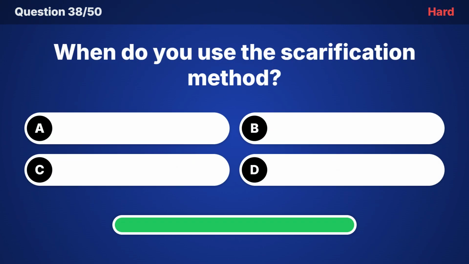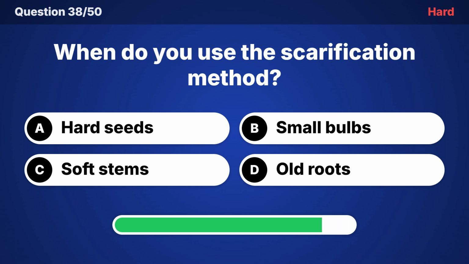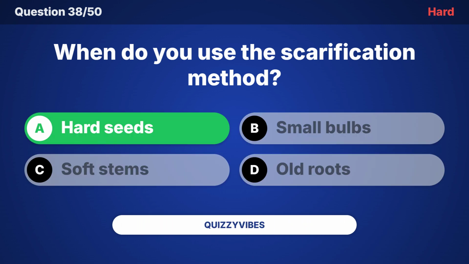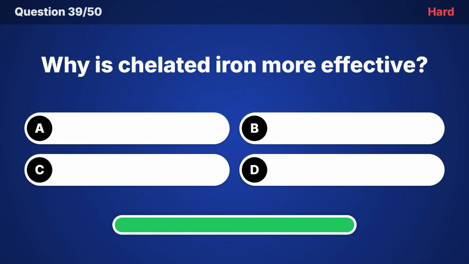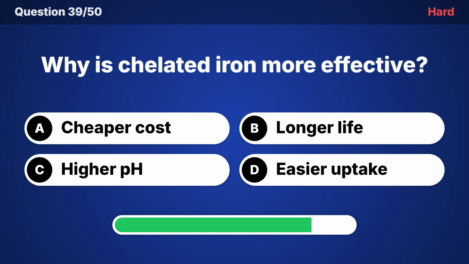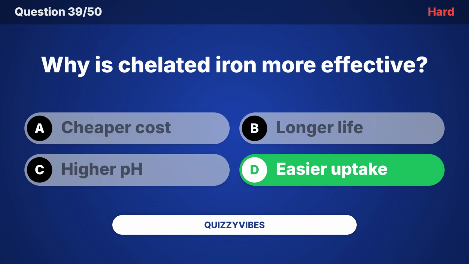When do you use the scarification method? The correct choice is hard seeds. Why is chelated iron more effective? And the answer is easier uptake.